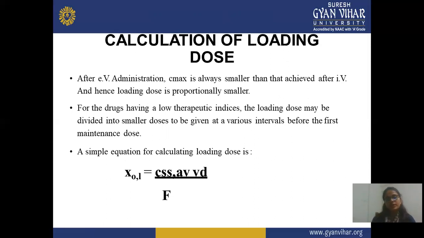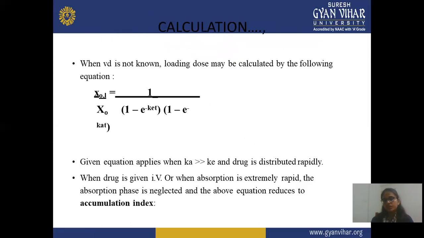A sample equation for calculating the loading dose is X0 = Css × Vd / F. This is the equation for calculating the loading dose, where X0 is the first dose or primary dose and Css is the concentration at steady state. In this calculation we continue with the previous equation. Vd, the volume of distribution, is not known, because we are taking a loading dose by the extravascular route, and the loading dose may be calculated by the following equation: X0 = X0,i divided by X0 K_a.